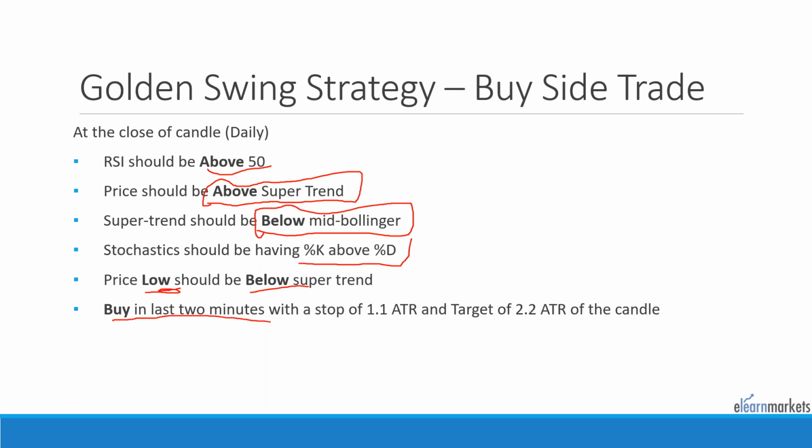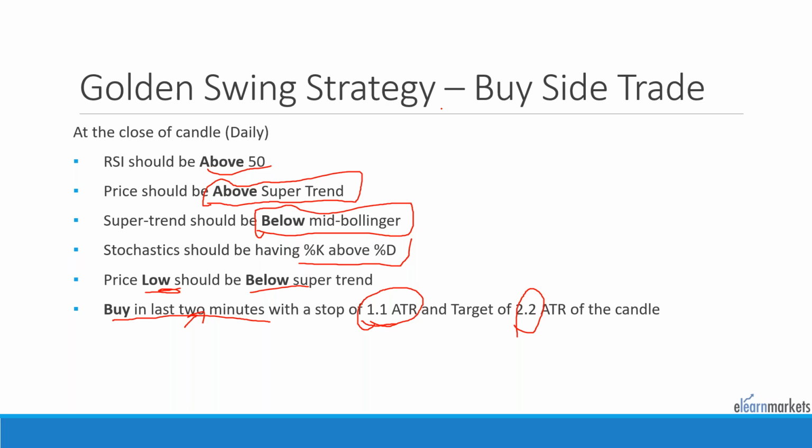You simply buy in the last 2 minutes of the candle, or if you don't buy in the last 2 minutes of the candle, next day opening also you can buy after the market settles down. So at 9:30 you can simply buy it. So buy in the last 2 minutes with a stop loss of ATR. Why do you use ATR? ATR is measuring the volatility again. So stop loss will be 1.1 ATR of that candle which has made the low, the candle at which you are taking the trade. And target will be 2.2 ATR.